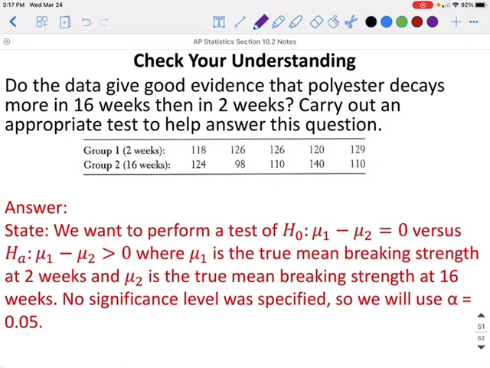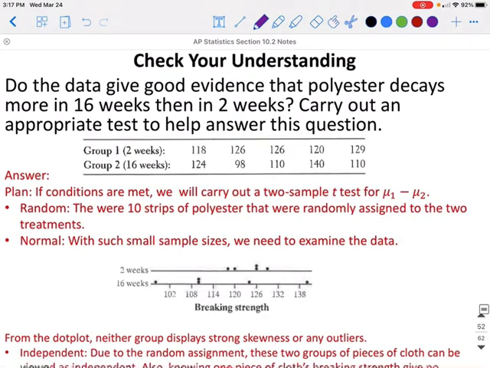So for our state, we want to perform a test of H0: mu1 minus mu2 equals 0 versus the alternative hypothesis, Ha: mu1 minus mu2 is greater than 0, where mu1 is the true mean breaking strength at 2 weeks and mu2 is the true mean breaking strength at 16 weeks. So we think that the breaking strength is going to be stronger at 2 weeks than 16 weeks, which is why we said greater than and not equal to. No significance level was specified, so we will use alpha equals 0.05.